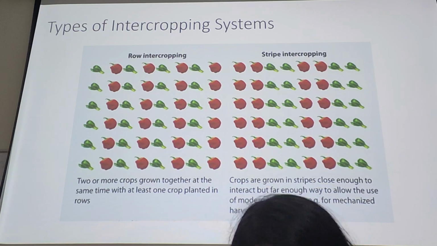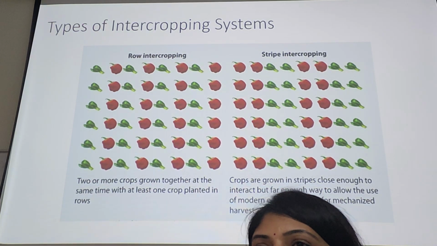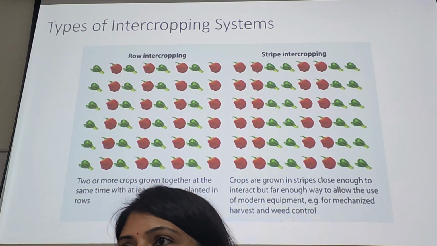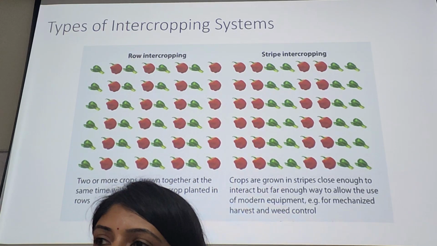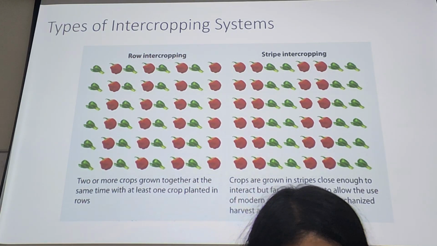The second one is strip intercropping. They are similar to row intercropping, but there is a gap between the rows or the strips in which the crops are planted. This is to allow for mechanization and things like that, so that both of the crops can be managed separately.